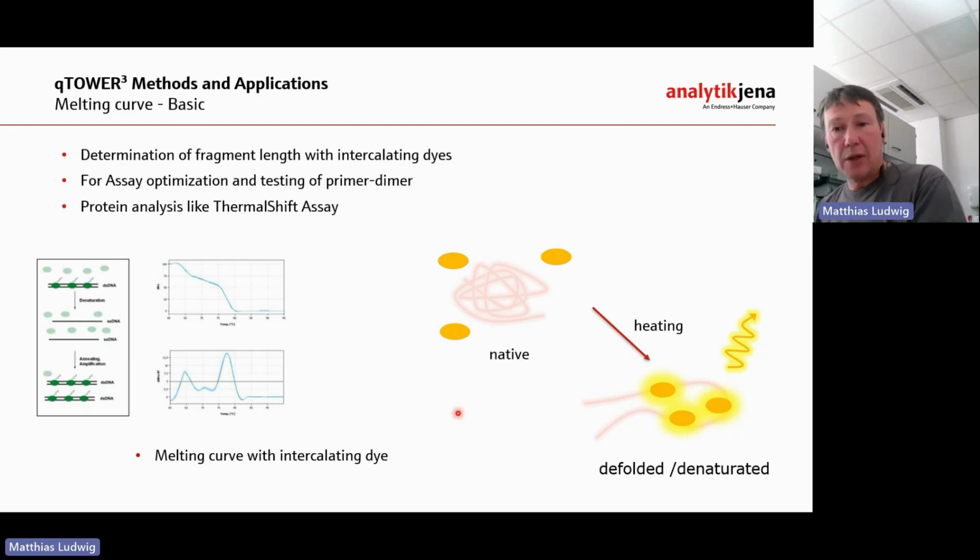The other application is to work with proteins. If you have a native protein, you have no fluorescent signal. The intercalating dye could be SYPRO Orange or acridine orange; there are specific dyes for this. It depends on the pH value or salt concentration. When we increase the temperature, we have unfolding or denaturation, and then this dye will bind inside the protein, and then we can detect a signal.